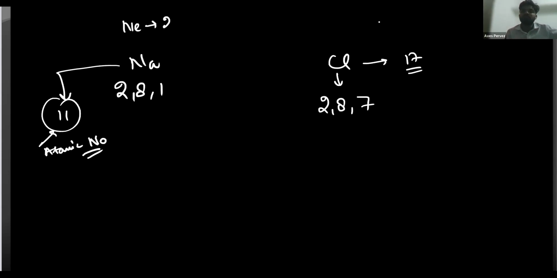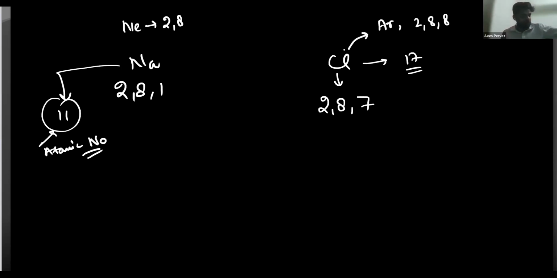Now moving to the next one, chlorine. Its atomic number is 17. What should be the electronic configuration? Tell me for chlorine. 2,8,7. First shell 2, second shell 8, and this is 7. You know that the nearest noble gas for sodium is neon, which has 2,8 electronic configuration. For chlorine, the nearest noble gas is argon, which has 2,8,8 electronic configuration.